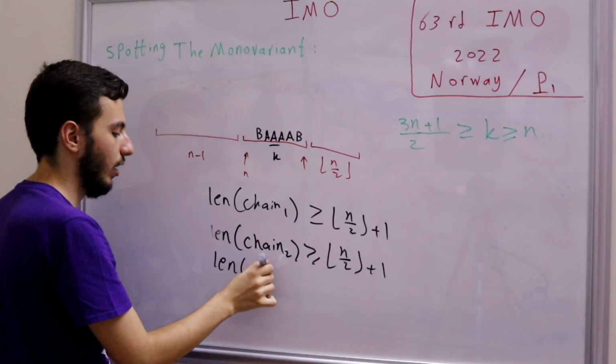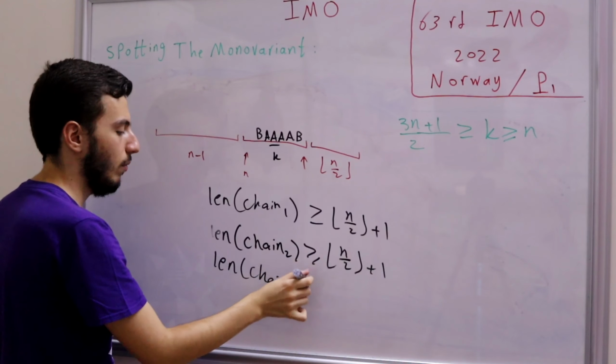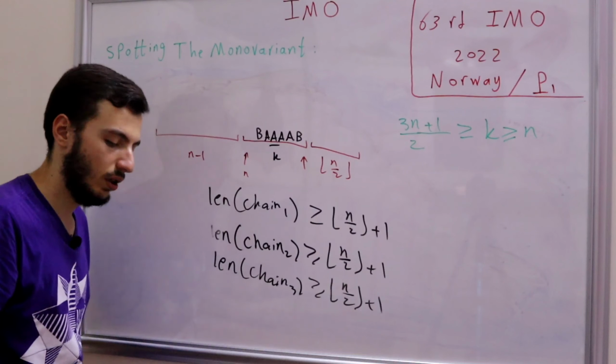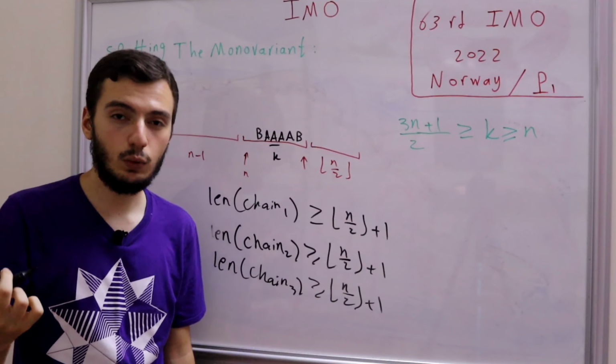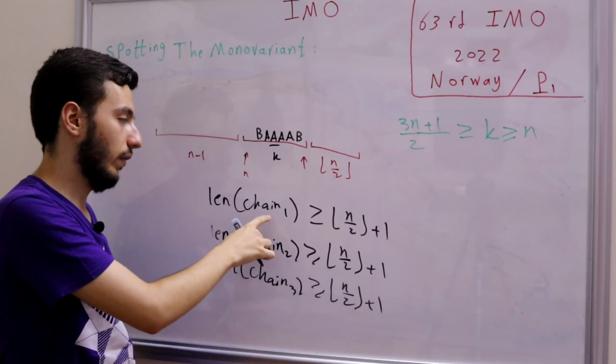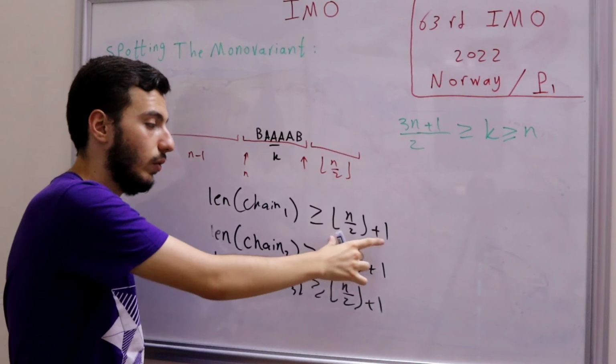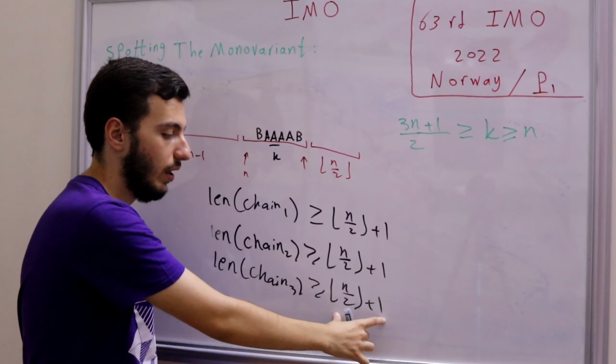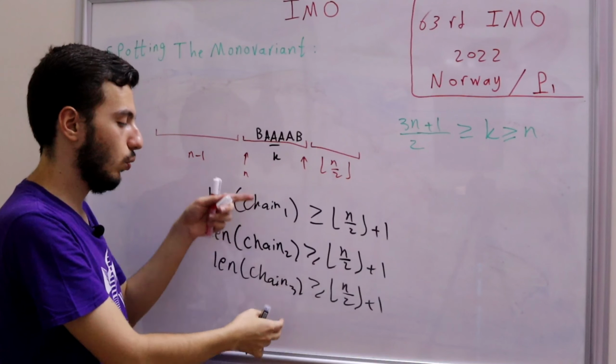That means that the length of chain 3 must be greater than floor of n over 2 plus 1. And now wait a second. Can that work? Can we have the length of the first chain, the A chains, greater than this, and another A chain, it's also greater than that? Well, let's just sum these two inequalities.